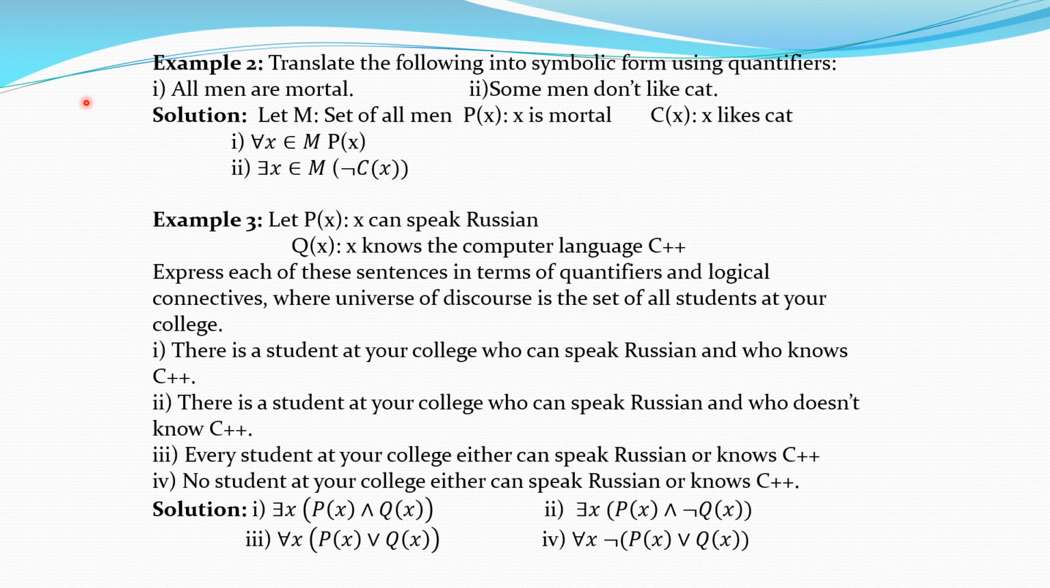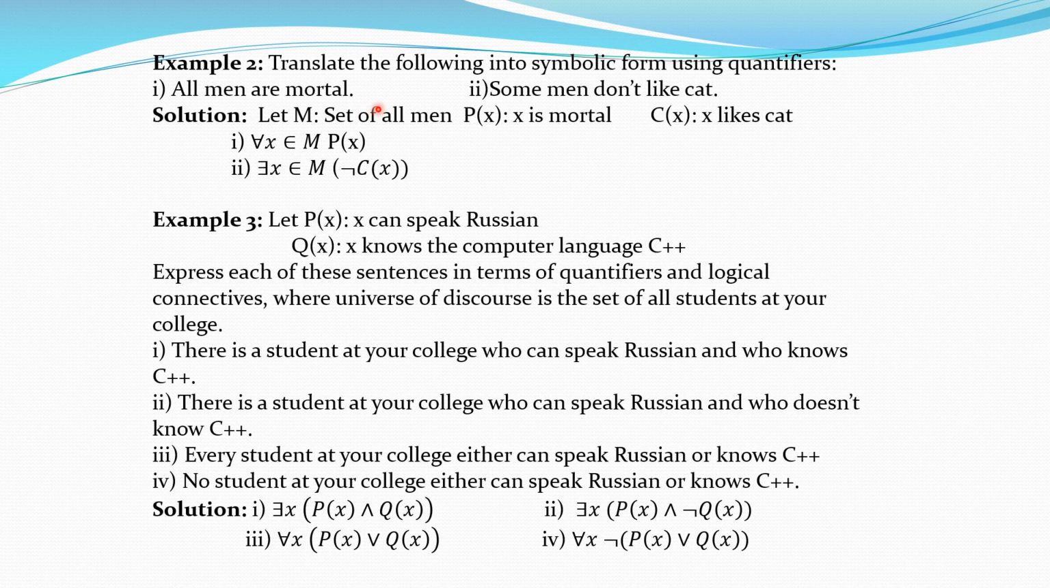Now all men means it is for each and every man. So we use universal quantifier for all x belonging to M. What is given about that x in M? X is mortal. So x is mortal means Px. So it is for all x in M, Px.